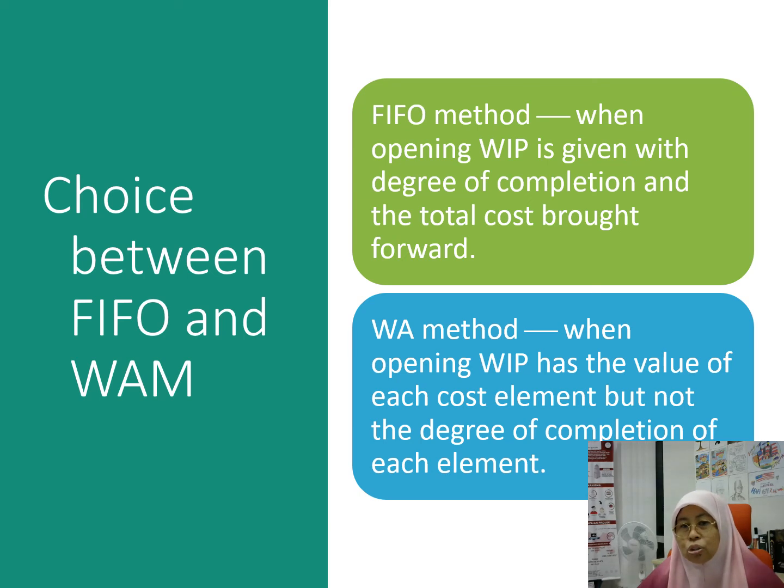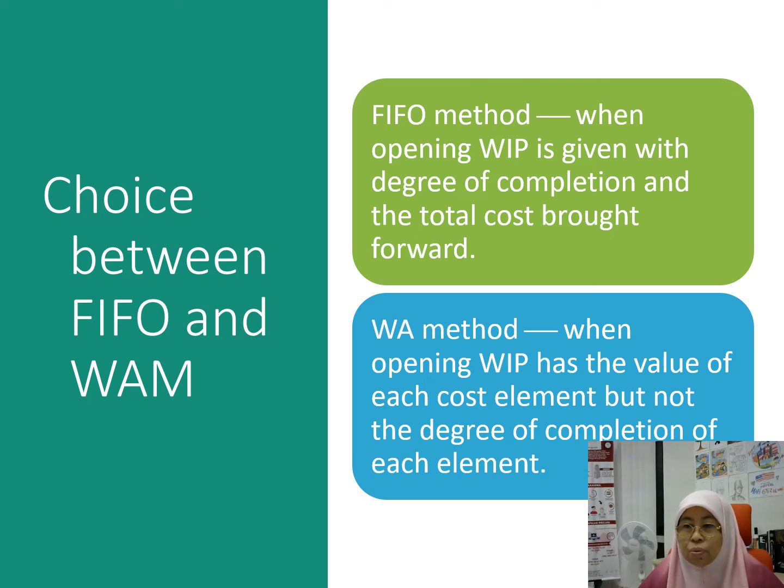The choice between first in, first out and the weighted average method is as follows. Use first in, first out when the opening work in progress is given with the degree of completion and the total cost brought forward is given. If there is no information about the total cost brought forward, it is better to use the weighted average method.